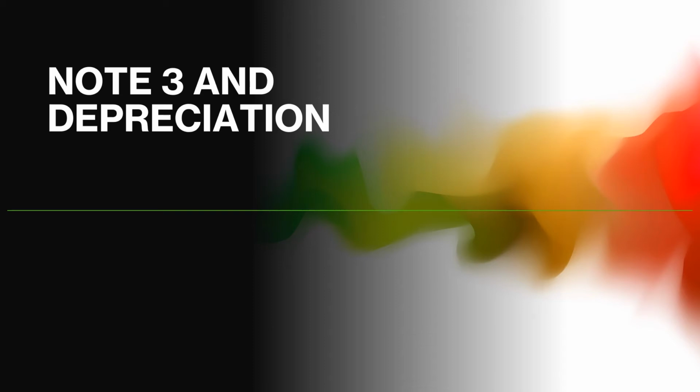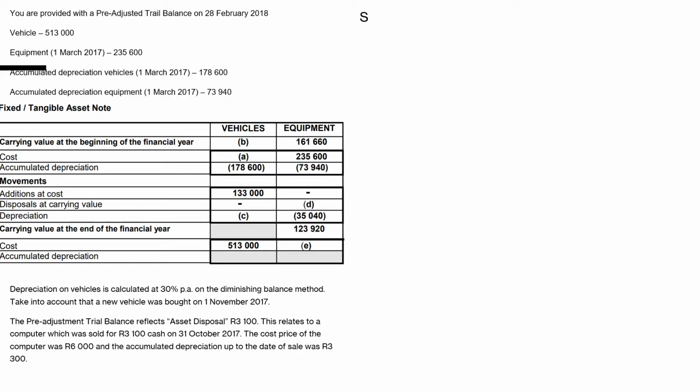Hello. We're still looking at note number 3 in depreciation, and the different workings that you are mostly asked to do. The question provides the pre-adjustment trial balance on 28 February 2018, and in the trial balance, vehicles are valued at 513,000, and as I've said, fixed assets in the trial balance are shown at cost.